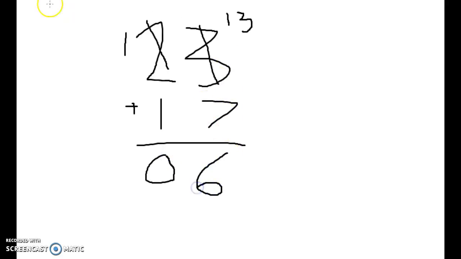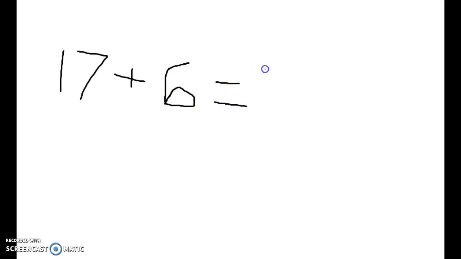And then here we plug our answer back into the original problem, which is 17 plus the missing number equals 23. But our missing number that we got in our answer is 6. So we find out if our answer is correct. And we do 17 plus 6 equals 23. And if you do it on a calculator, you will get the exact answer.